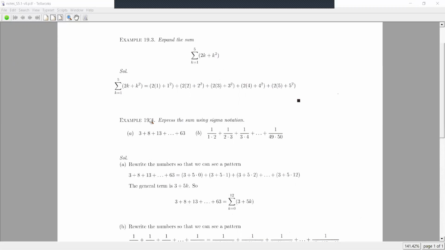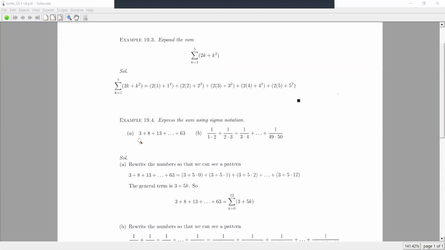Now, example number 4. Example number 4 is a reverse process. We have 2 long sums. Now, can you write each of these 2 long sums as a sum in sigma notation?